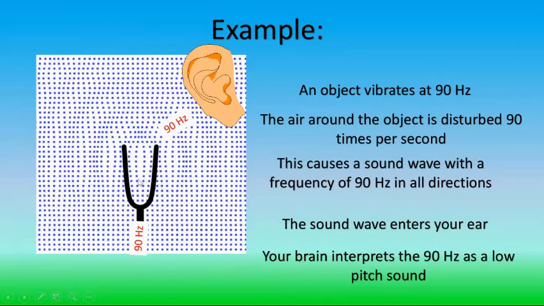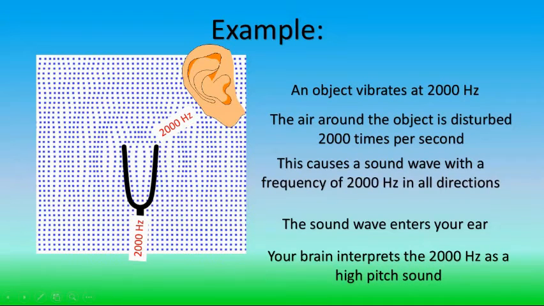So if you imagine this tuning fork is 90 hertz, so the thing will vibrate back and forth 90 times each second. That's going to bump into the air molecules and cause the air molecules themselves to vibrate 90 hertz. So it's going to cause a wave through the air that's 90 hertz. Now your ear will pick up on this, and there's things in your ear that will vibrate 90 times per second, and then your brain is going to interpret that as a low pitch sound, okay? Because 90 hertz is fairly low pitched compared to other sound waves that we hear.